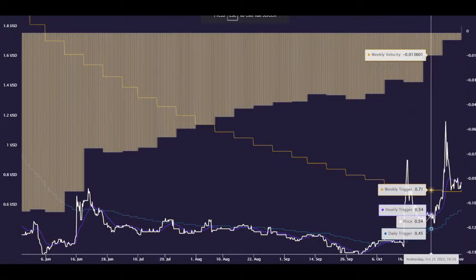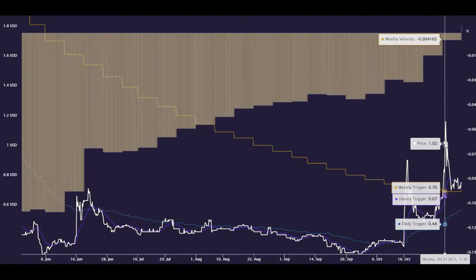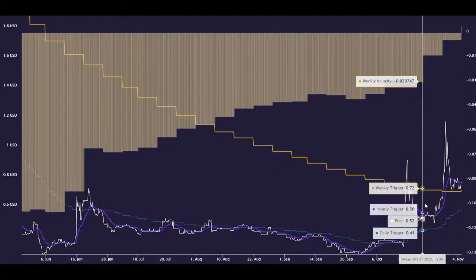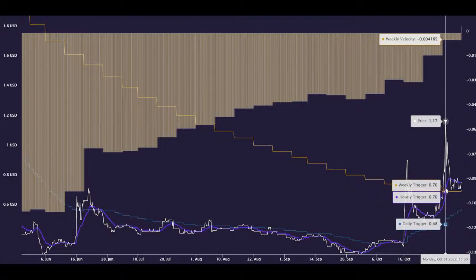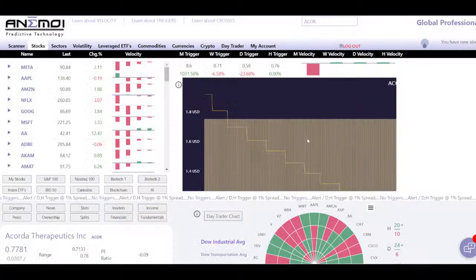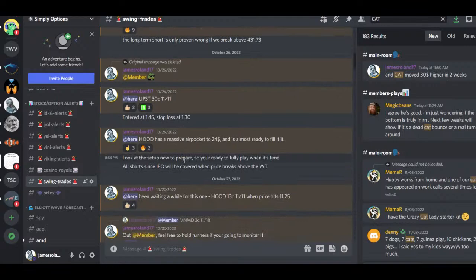October 25th, which is when we went long, price was at 54 cents, and price spiked all the way up to 117. So over 100% from entry to exit, October 25th to October 31st in 6 days. So pretty crazy. Here's where we alerted the calls, October 25th. And then where'd we get out?